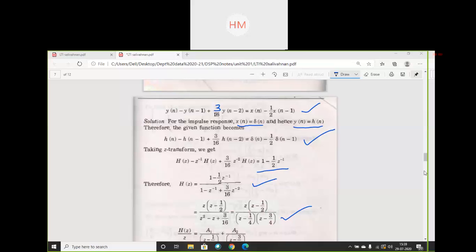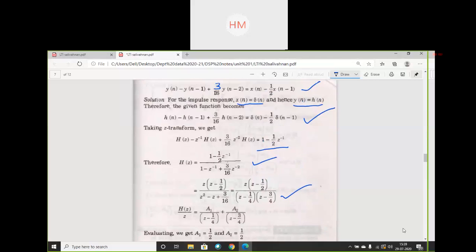So the correct answer is, who is 100% sure? Correct answer is 1 by 2, 1 by 2. Yes, Aditi, Shubham, that's right. It's 1 by 2, 1 by 2.